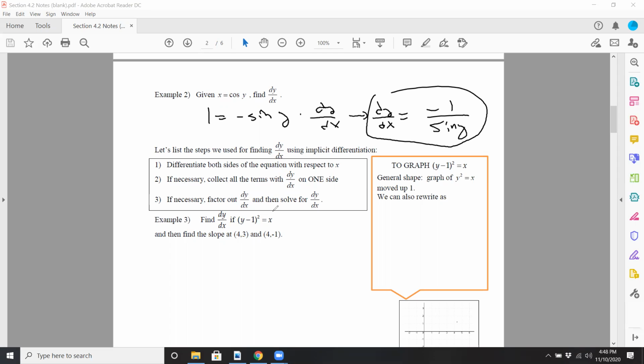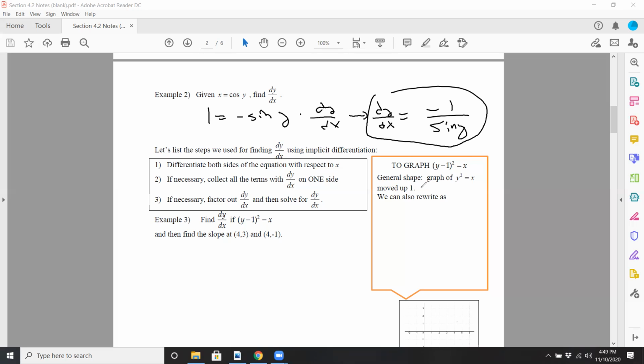Let's take a look at the next one here. Example 3, find dy dx if y minus 1 squared equals x, and then find the slopes at (4, 3) and (4, -1). There will be a Google form question kind of like this one, just so you know. I think it's number 4 in the Google form.